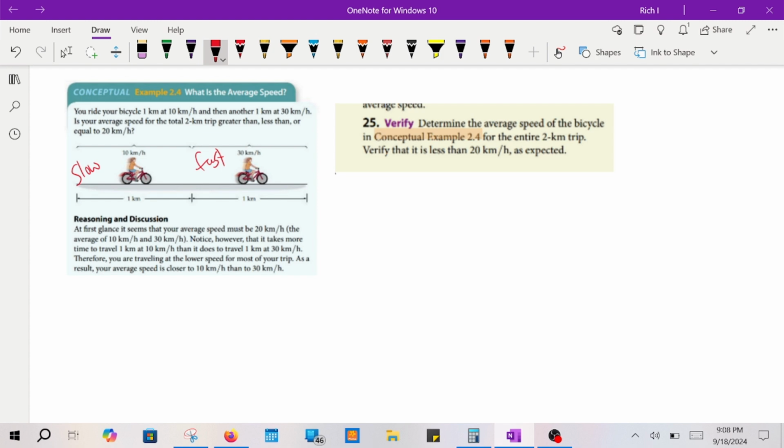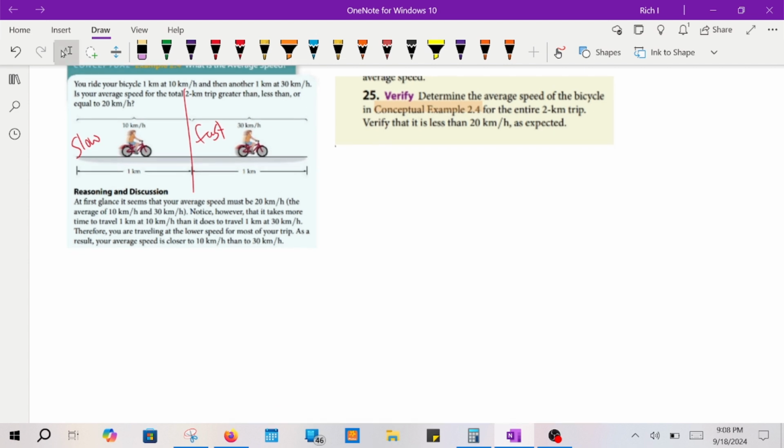On the first half, it's taking them longer to complete this 1 kilometer. On the second part of the trek, because they're going faster, it's taking them less time. So it doesn't make sense that we get an average of basically right in the middle, which would be 20. It makes sense that it should be less because they're technically spending longer time here, so it's going to impact the average. So anyway, let me show you what you need to do.